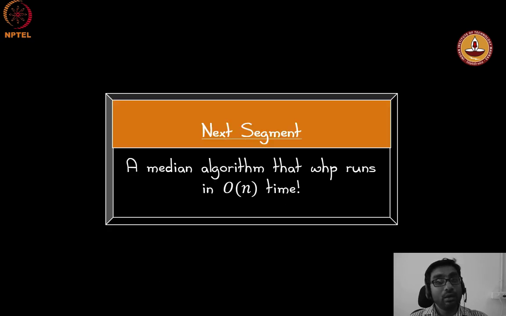In the next segment, we're going to go back to the problem of selecting the kth element. In fact, we'll stay a little bit simple. We'll just be interested in finding the median of a given array of numbers. But this time, the good thing is we're going to ensure that the running time is O(n) with high probability, not just in expectation. So that's going to be the focus of the next segment.